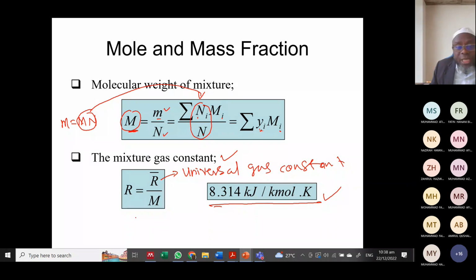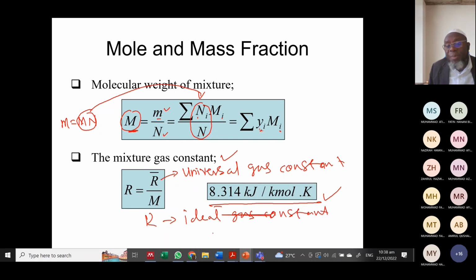But this ideal gas constant, R, can change depending on the type of gas you are talking about. The ideal gas constant for oxygen will be different from the ideal gas constant for hydrogen, and also for, let's say, nitrogen. You understand me? So these quantities will be different from each other, and the universal gas constant is constant everywhere.